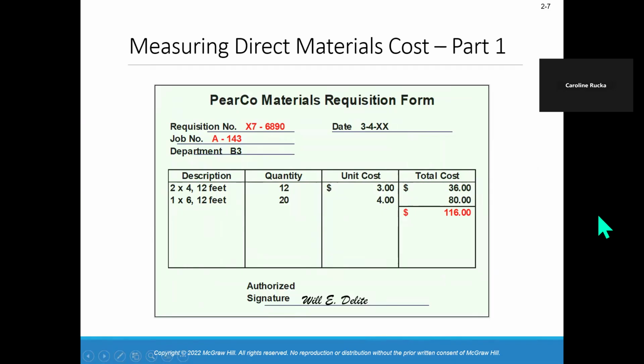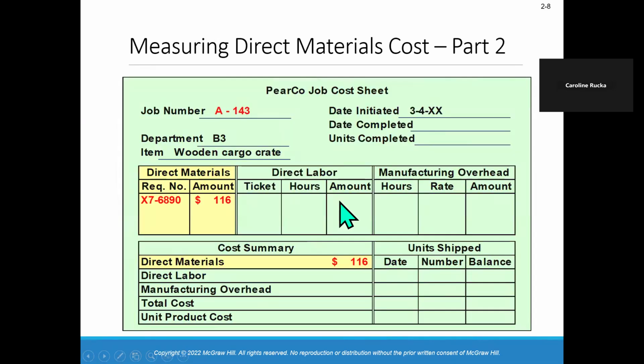Okay, so first things first, we have our requisition form. This tells you that you have a job, you need these items, okay, and the finished product is going to cost $116 as far as materials are concerned. Okay, so in your direct materials column, you have your requisition number. And then you have the amount in direct materials that it took to create that particular order.